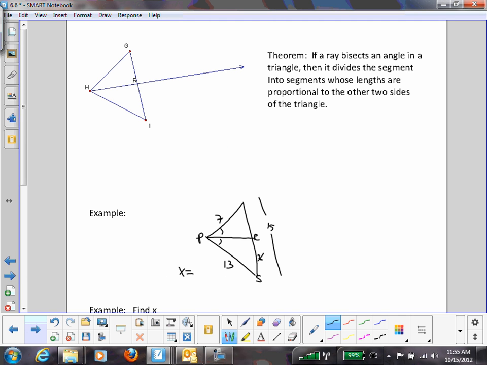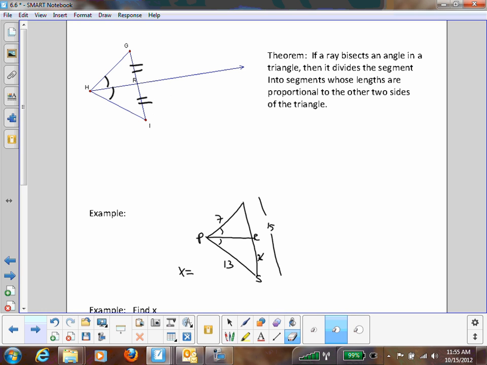Okay, and there's another one. If a ray bisects an angle in the triangle, then it divides the segment into lengths that are proportional to the other 2 sides. So if a ray bisects an angle in the triangle, we know that those 2 angles are congruent because it's bisected. Then it divides the segment, this one and this one, into lengths that are proportional to the other 2 sides. I don't really want to say that they are congruent, but they are going to be proportional.